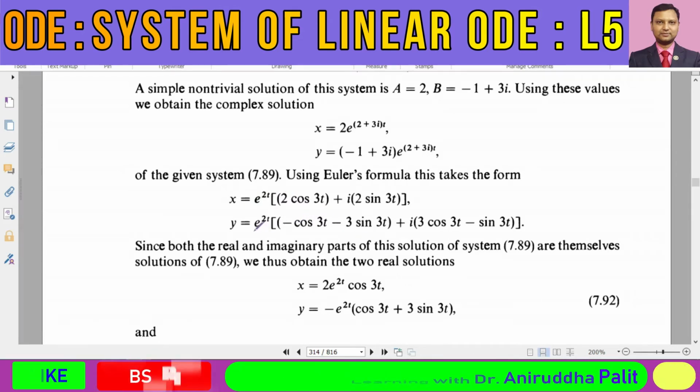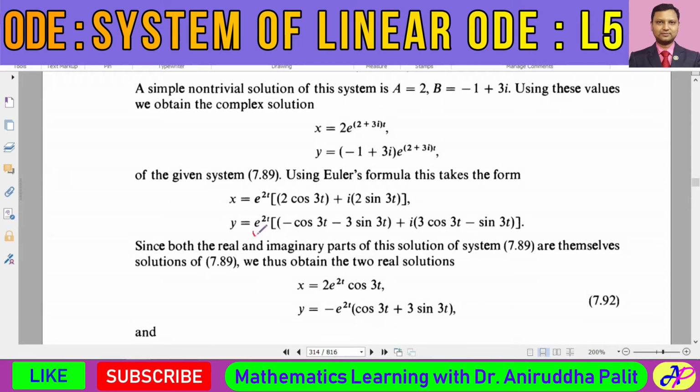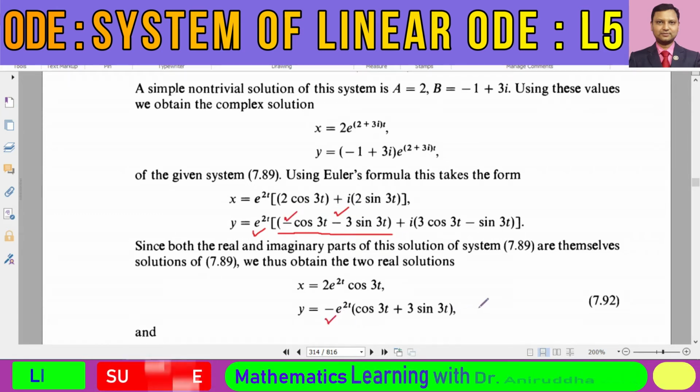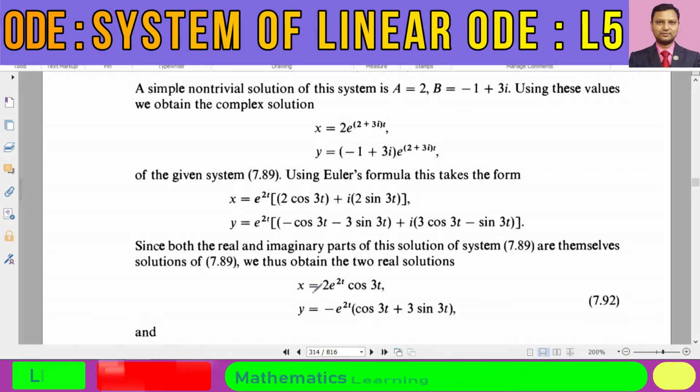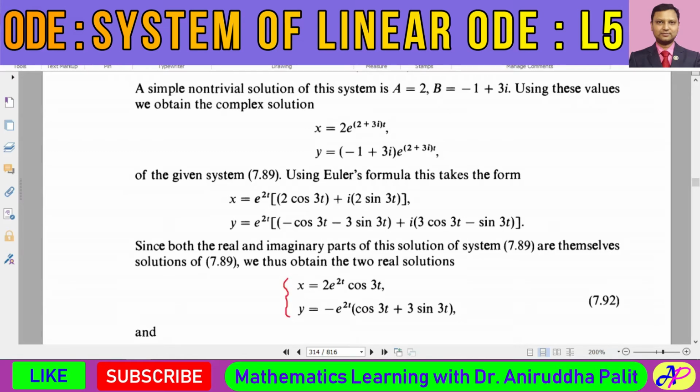Similarly, what is the real part of y? Over here, e to the power of twice t, again multiplied by minus cos of 3t minus 3 sine of 3t. After taking this negative sign common, we will have minus e to the power of twice t multiplied by cos of 3t plus 3 sine of 3t. So in this way, we compute the real part of x and y.